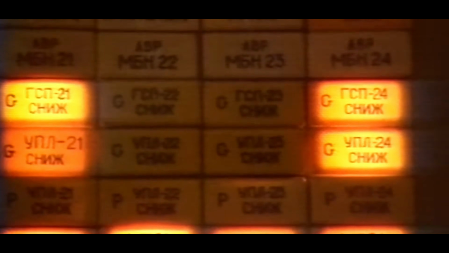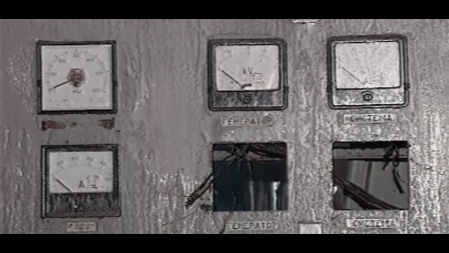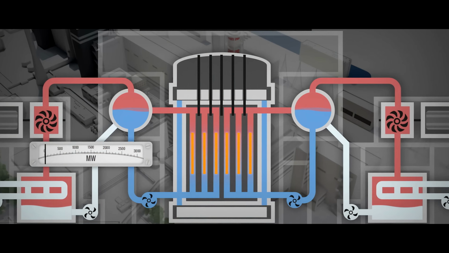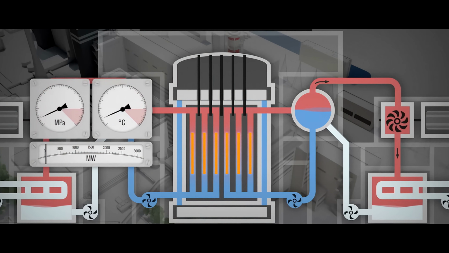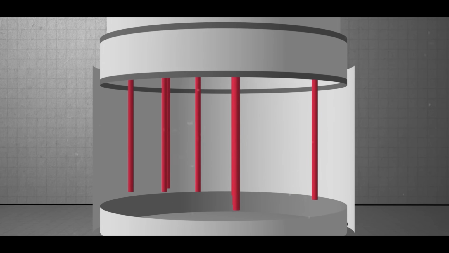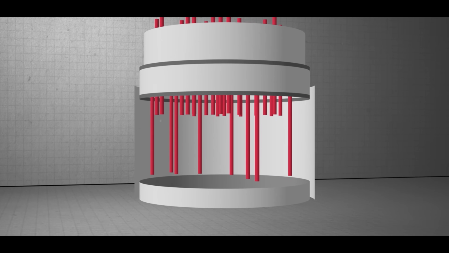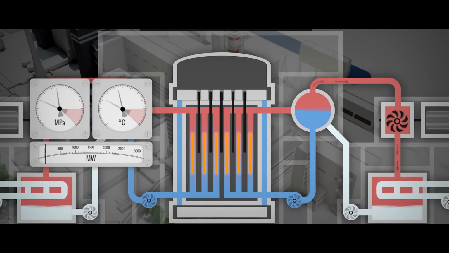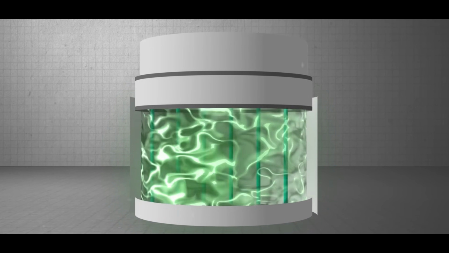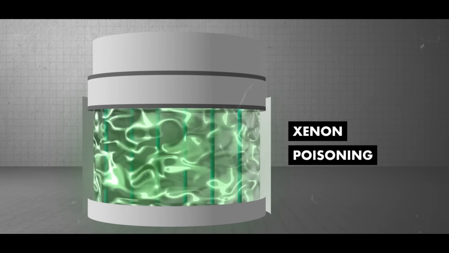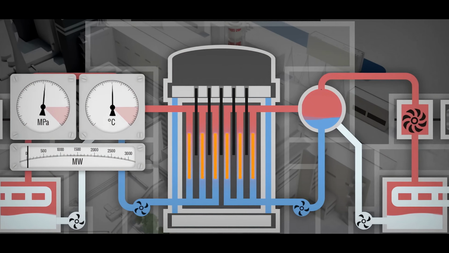On that night, operators were running a safety test to see if the turbines could power the cooling pumps during a power loss. They violated multiple safety rules. They reduced the power too low, removed too many control rods, and disabled several automatic safety systems. At low power, xenon poisoning built up, making the reactor unstable. When they tried to increase power, it surged dramatically.